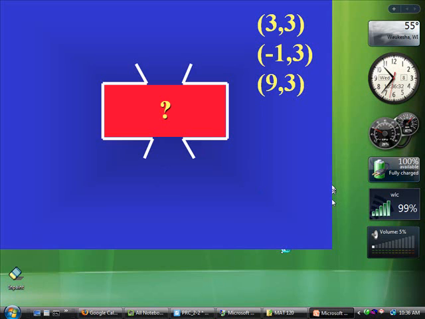Now, there's a special name for this, too. This is called a constant function. And this reminds me of my medical experience when I was in college. And honestly, it does. I got to tell you.